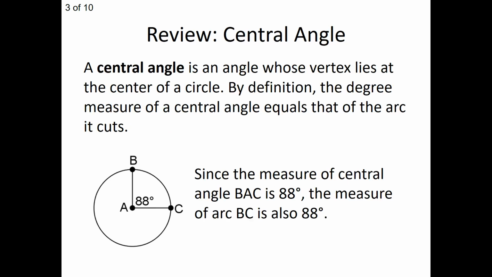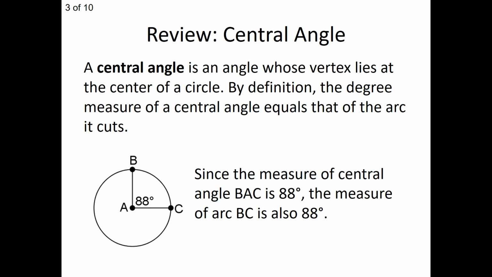One other quick review before we move into our first set of theorems is the central angle. Keep in mind that the central angle cuts an arc. We've already seen the relationships that central angles have with the arcs that they cut. By definition of arc measure, if we have the measure of the central angle, then the measure of the arc is equal to that same measure. So in our example below, our central angle BAC has a measure of 88 degrees. That means the measure of the arc BC also has the measure of 88 degrees.